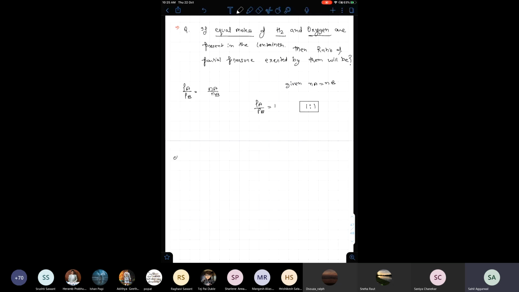Okay, we change this a little. If equal mass of helium and SO2 are present in the container, then the ratio of partial pressure of helium and SO2 will be?